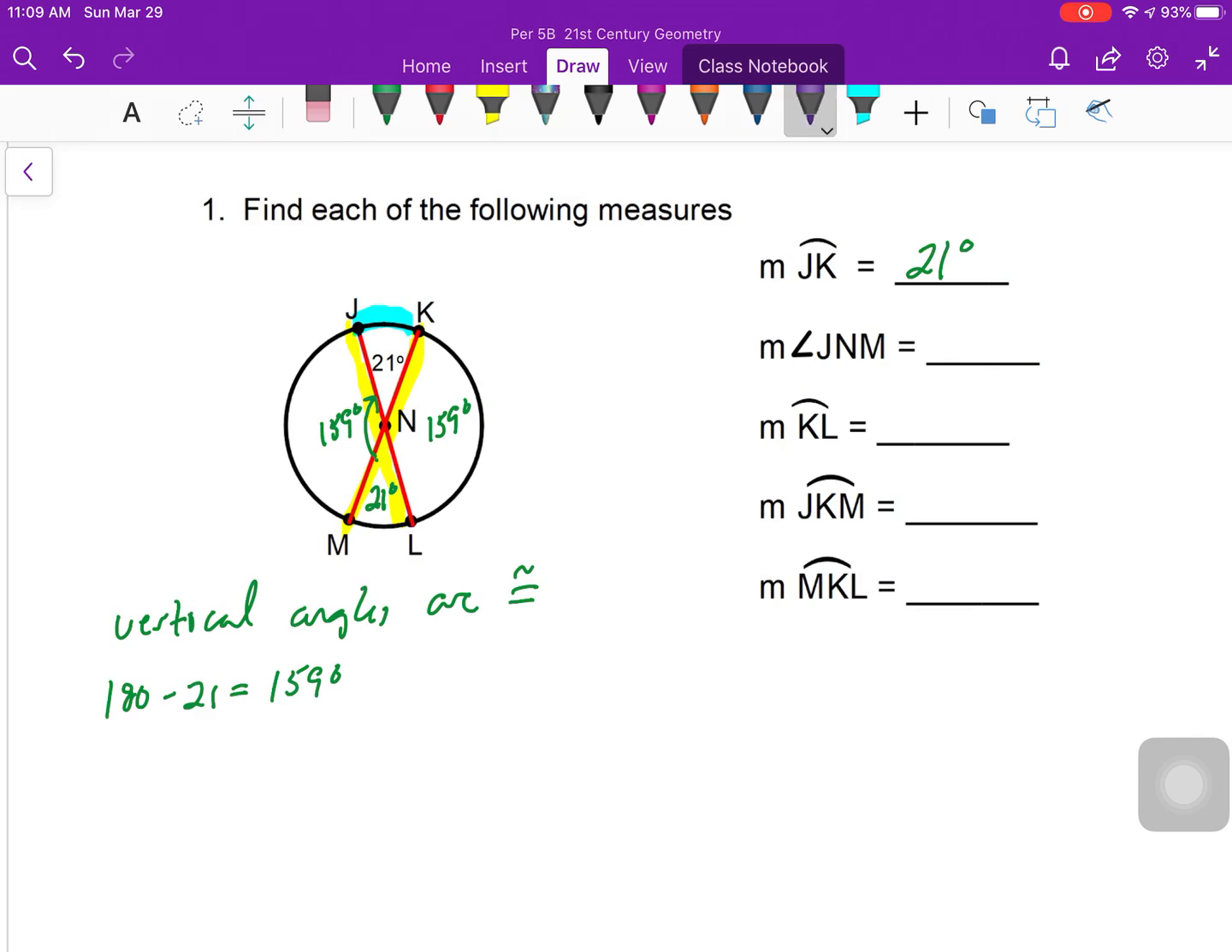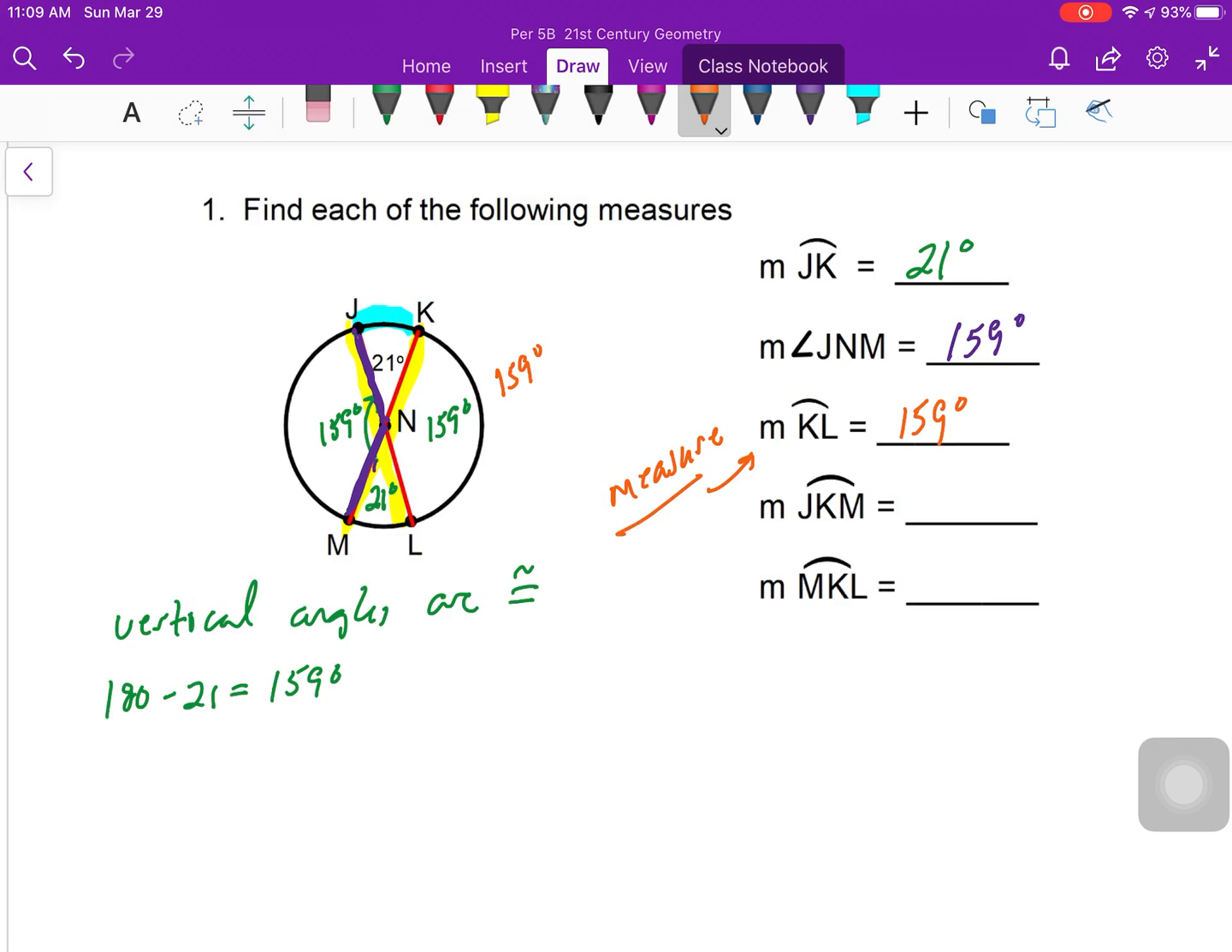The angle JNM, J to N to M, that's 159 degrees. I have that one labeled. Arc KL, 159 degrees.